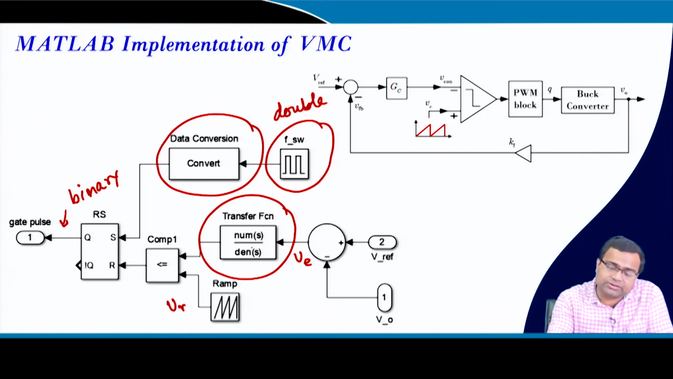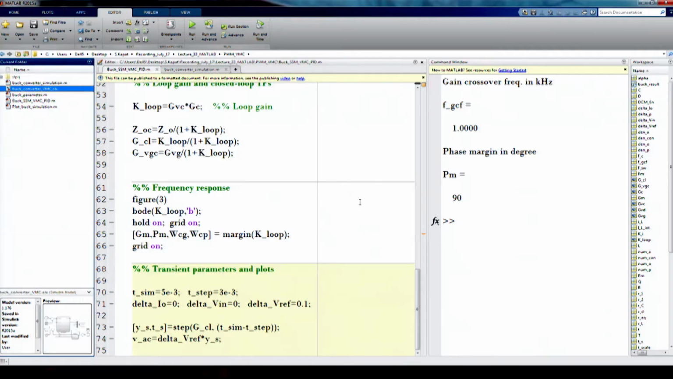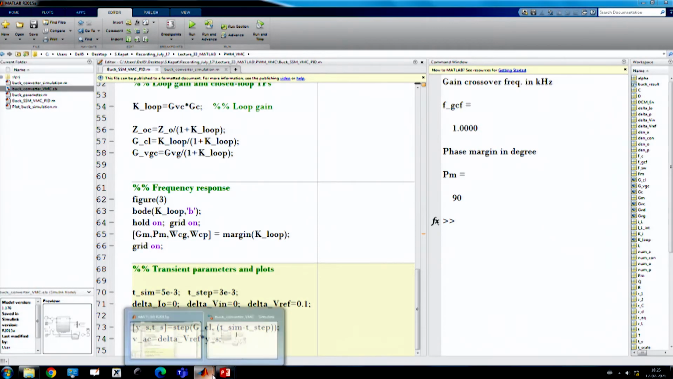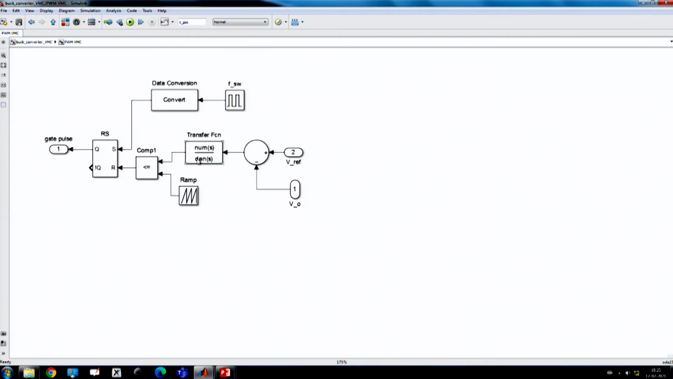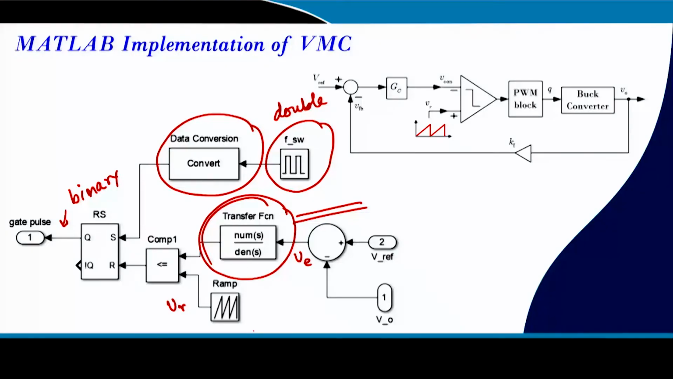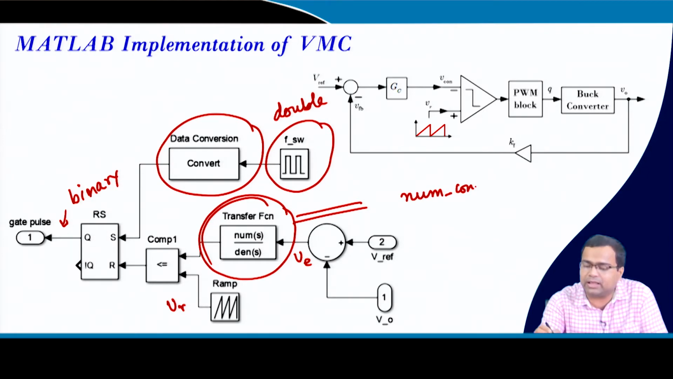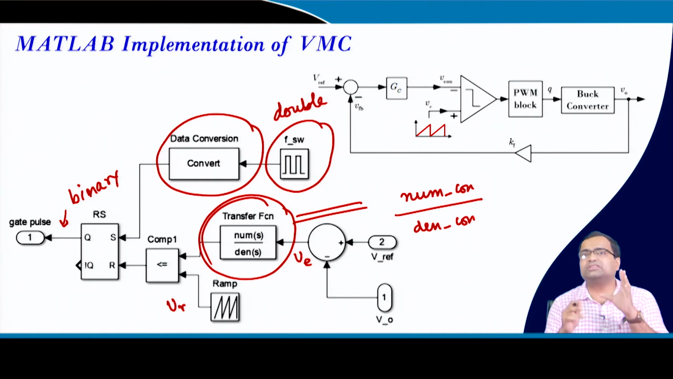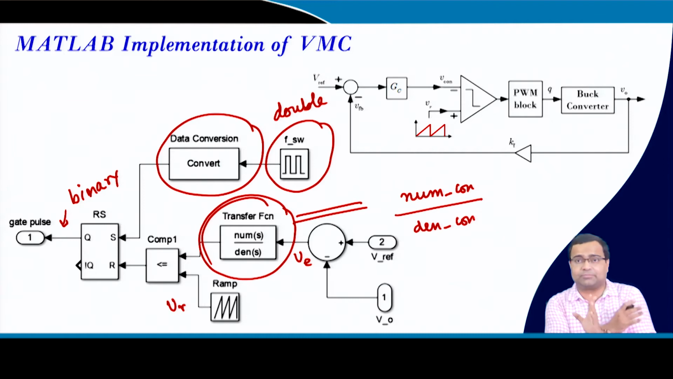Now, this transfer function here, let us go to the MATLAB, I will show you. If you go inside the MATLAB model, this transfer function is the one which you are calling from the MATLAB function, numerator control, denominator control. Okay. So, this transfer function has a numerator polynomial divided by a denominator polynomial. These numerator and denominator coefficients will be used in MATLAB, and the coefficients will be decided from the design process.